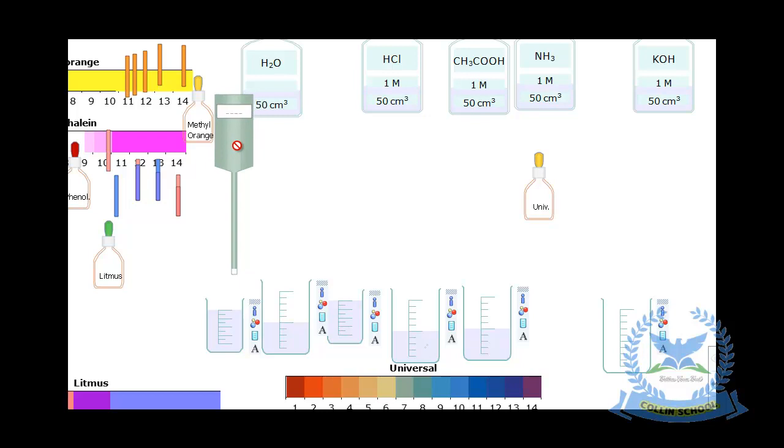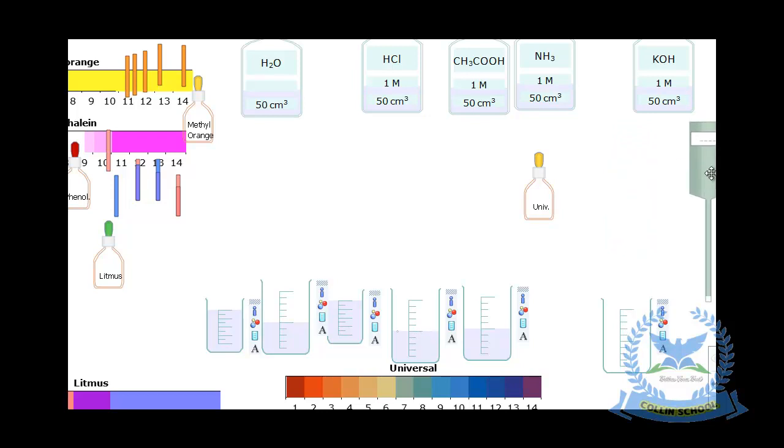The next one over here, this is water. It has a pH value of 7, meaning that this is neutral. So this is neutral, strongly acidic, weakly basic, strongly basic. There's nothing there, so that is a control.